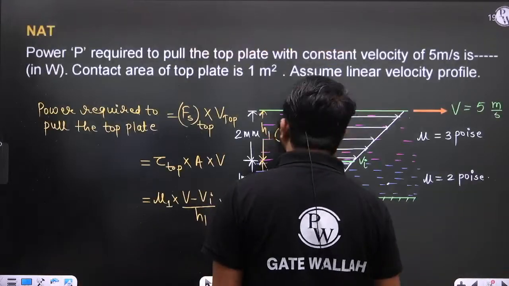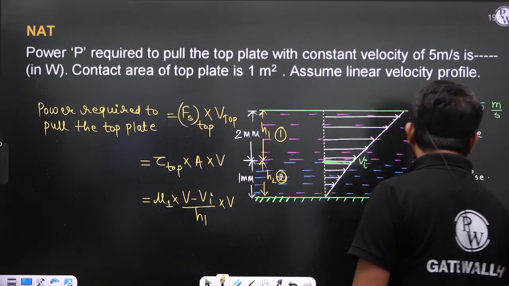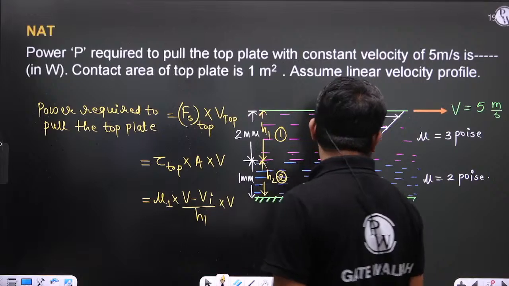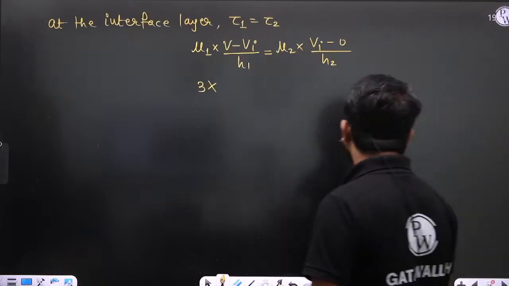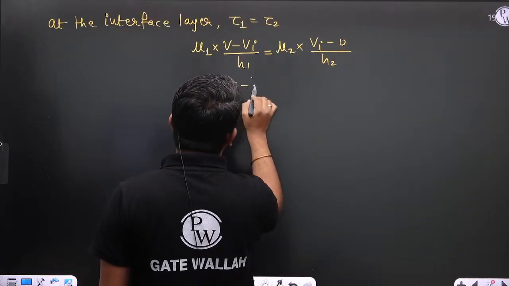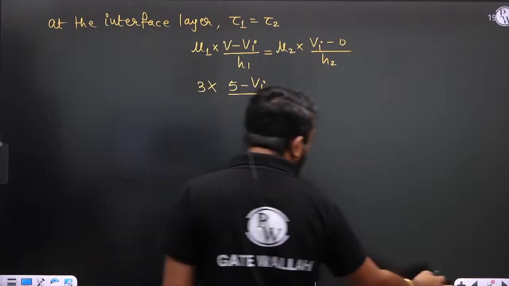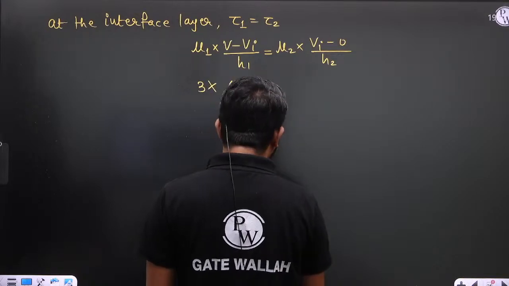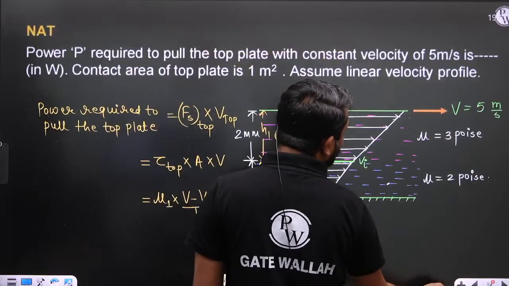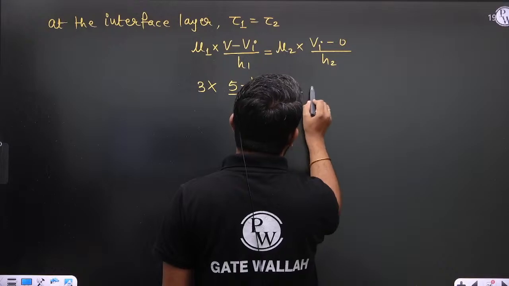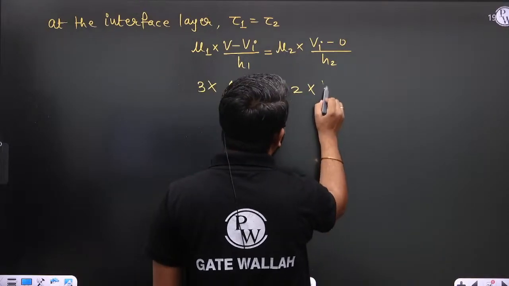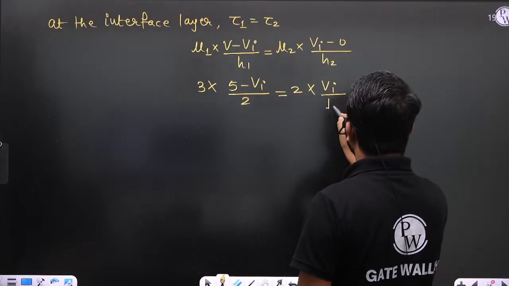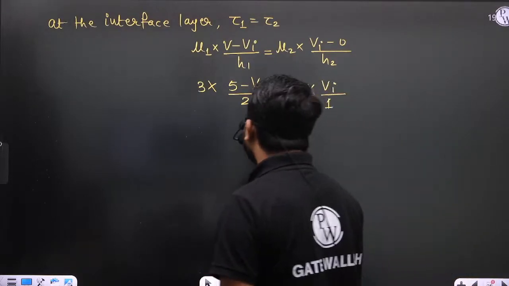So see, mu1 is given as 3 poise. So this is 3 multiplied by, and V is 5 meter per second, so 5 minus Vi divided by H1. That H1 is 2 mm. This is equal to mu2, which is 2 poise, into Vi divided by H2. That H2 is 1 mm. So calculate Vi from this expression.